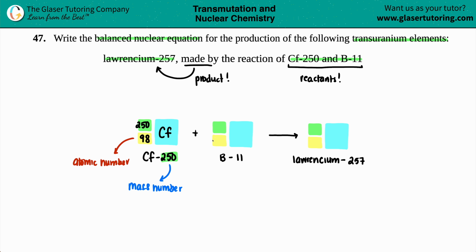Now let's do the same rationale for boron. So, capital B. They told us we had boron-11, so I have to use that as my mass number. And then I'm going to look on the periodic table to find the atomic number. Boron is lucky number 5, my lucky number. Now, we've got one more to go.